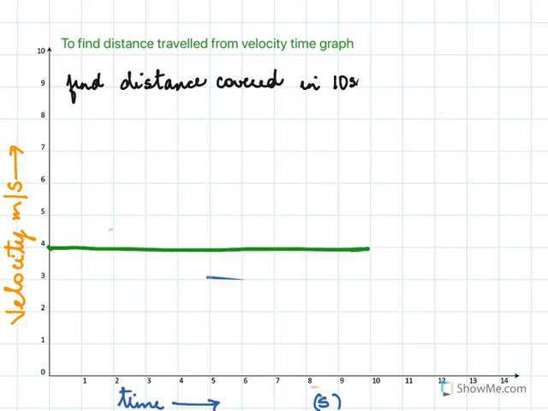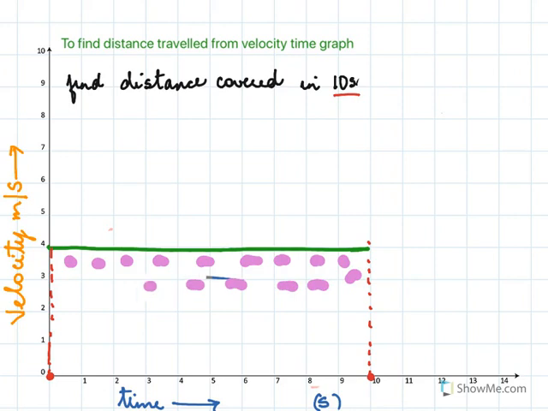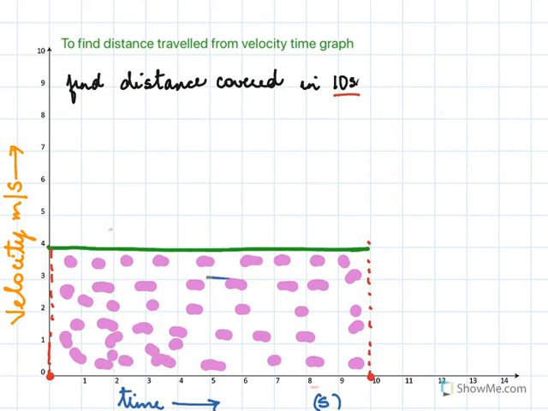Now for the next, find the distance covered in 10 seconds. So 10 seconds means here 0 to 10. So this entire area is what I have to find out. This full area that is enclosed will give me my distance.